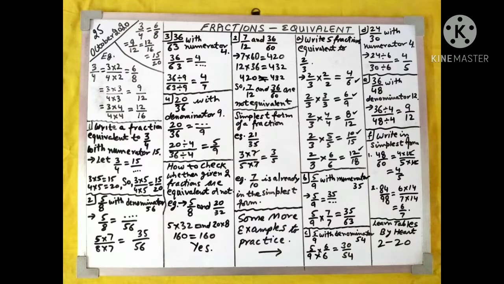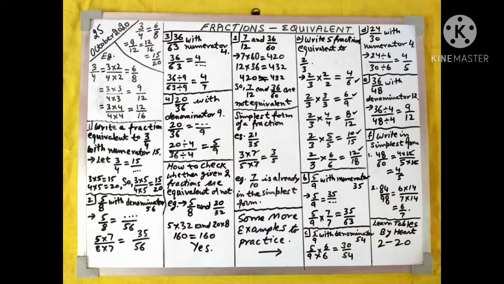See the next one. Write a fraction equivalent to 5 by 8 with denominator 56. We write 5 by 8 is equal to dash by 56. We easily know that 8 into 7 is equal to 56. So 5 into 7 is equal to 35. So finally we get the required fraction as 35 by 56. So this is equivalent to 5 by 8 with denominator 56.